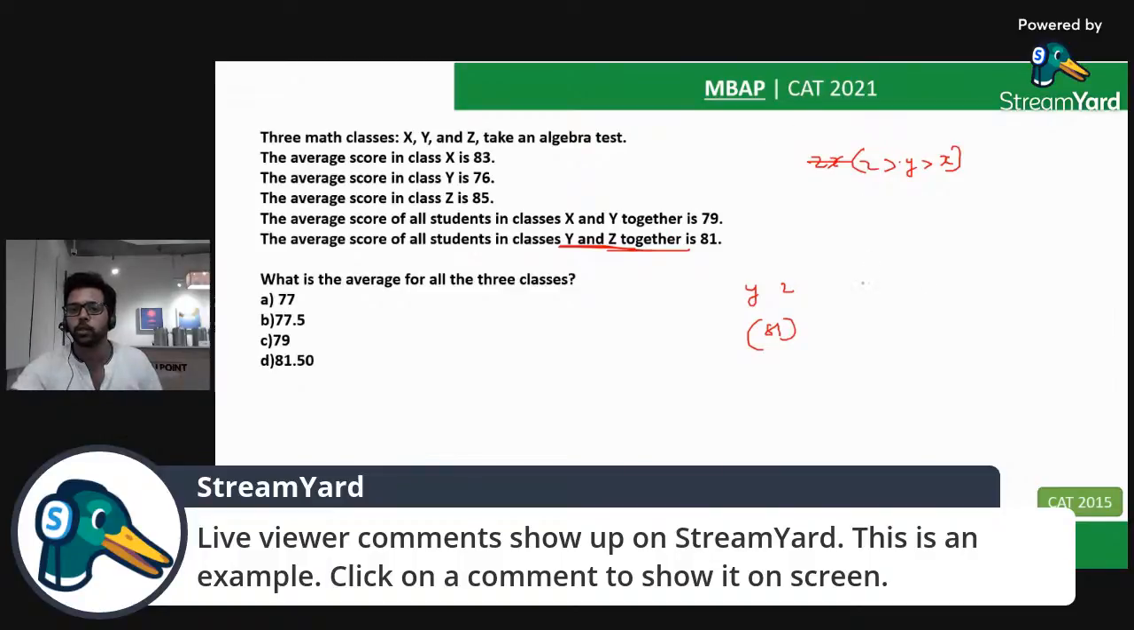What is left to give you the answer? Only X is left. The average of X is 83. So it's like I have two groups. Y and Z combined, the average is 81. X only, the average is 83.